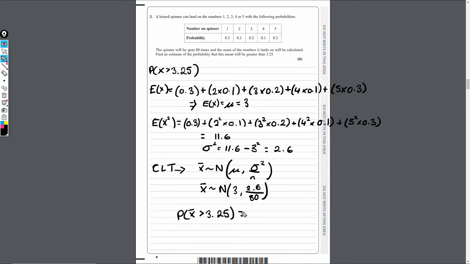So now, just use your tables or your graphical calculator. Quite straightforward, just plug this into your graphical calculator, and what you'll obtain is that this is equal to 0.0828. And there we have it. We've worked out the probability that this mean will be greater than 3.25. And that's question 3 fully complete.